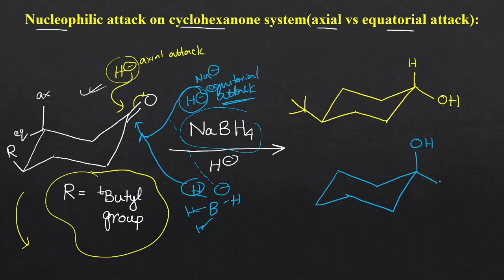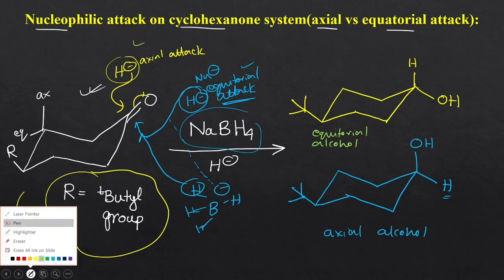something like this. Now the incoming nucleophile comes from the equatorial side, and we will end up with the axial alcohol. So this is the axial alcohol. This axial alcohol comes from the equatorial attack of the nucleophile, and the above molecule is the equatorial alcohol. This equatorial alcohol is obtained from the axial attack of the nucleophile. Clear? Now which one is the major?